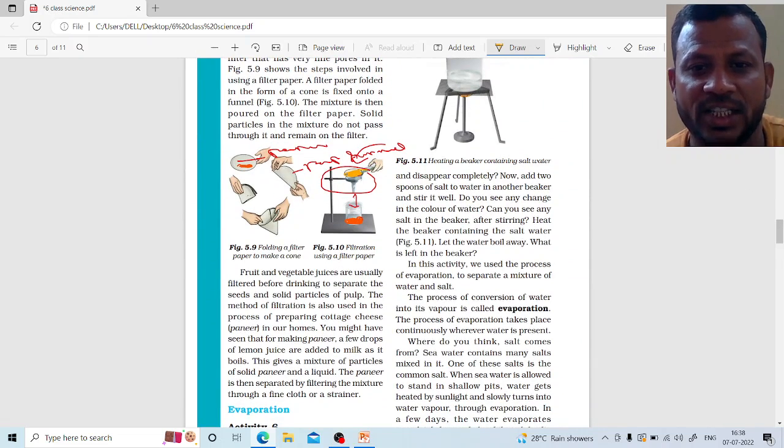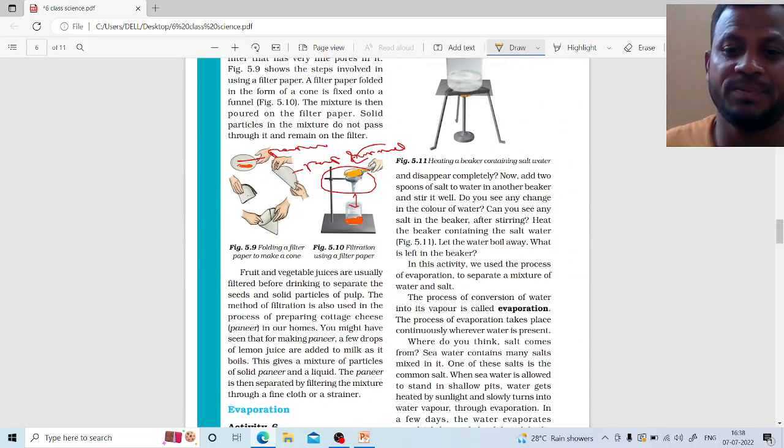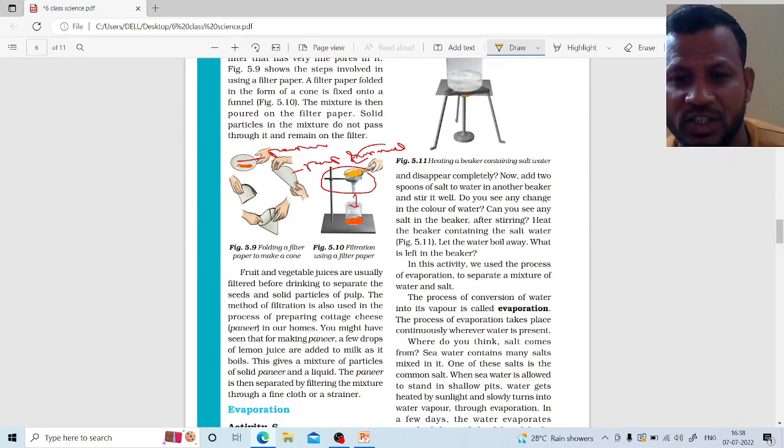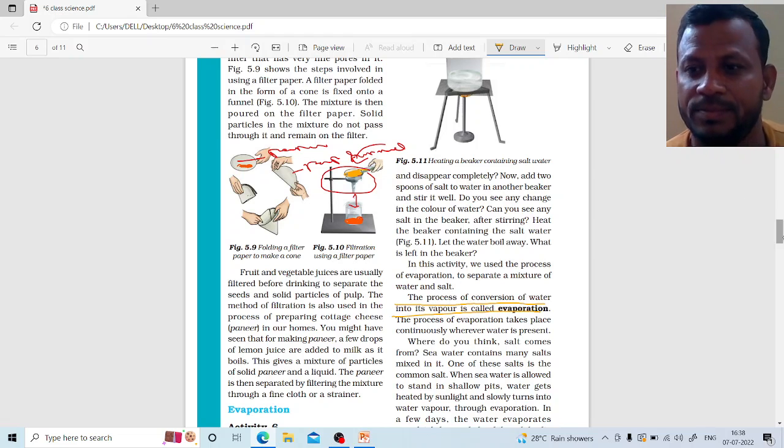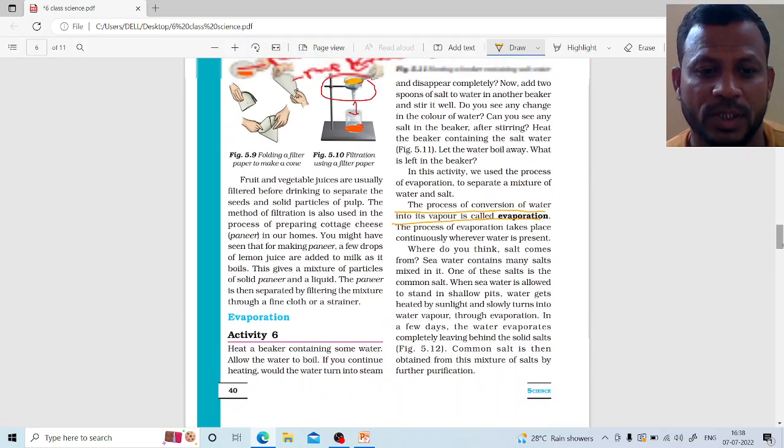And the next thing is evaporation. Evaporation means the process by which, look here, the conversion of a liquid into vapors is called evaporation. Are you getting my point?